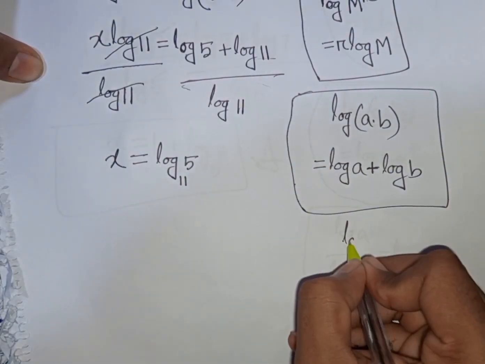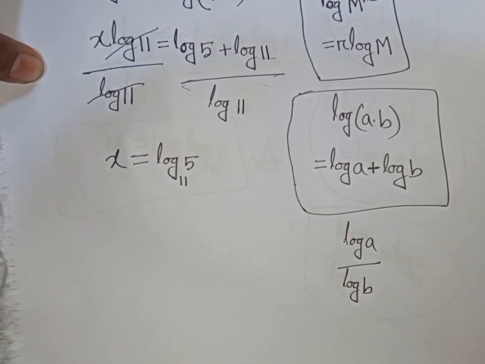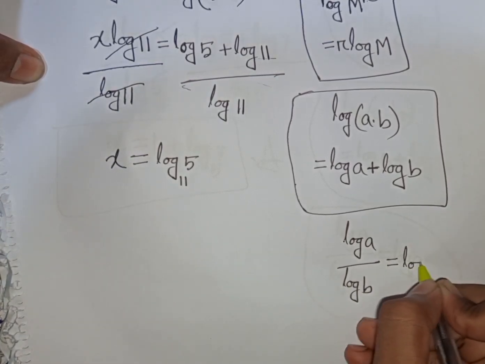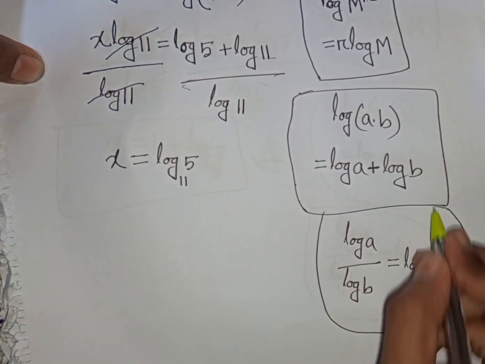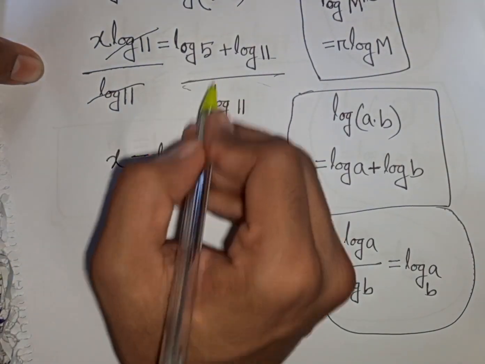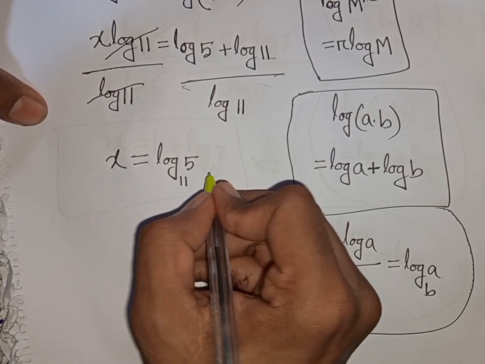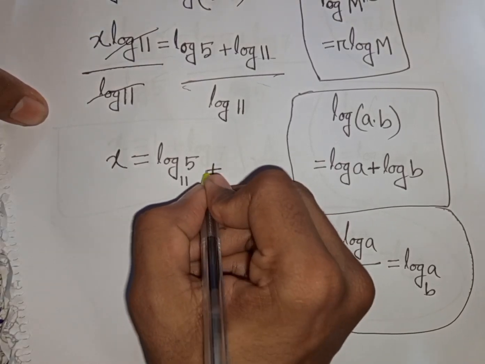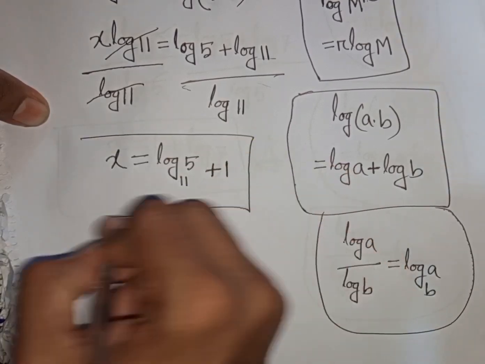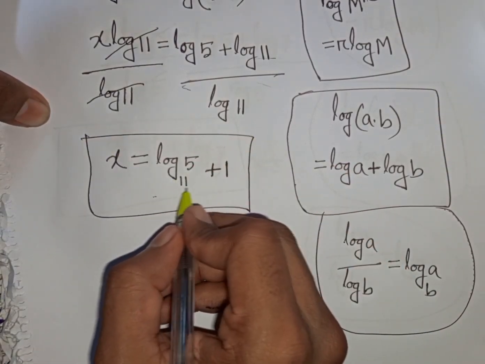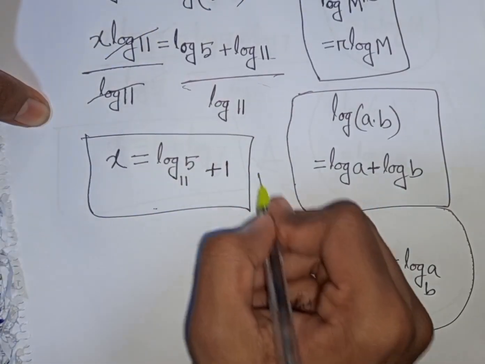According to this rule, log a divided by log b is equal to log a base b. So log 5 over log 11 will be log 5 base 11, then plus log 11 divided by log 11, that means 1. So log 5 base 11 plus 1. This is the value of x, so this is our final answer.